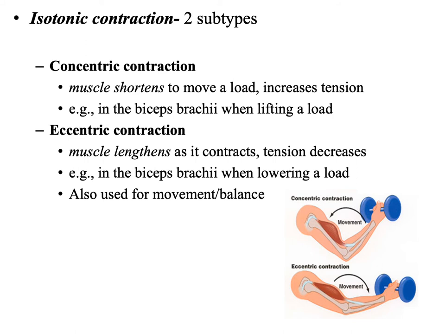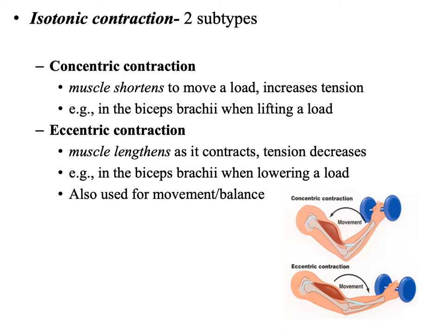Okay, so isotonic contractions are when we actually are moving a load. So when you shorten a muscle, that is a type of isotonic contraction called concentric. When you are lengthening a muscle, that is a type of isotonic contraction called eccentric.